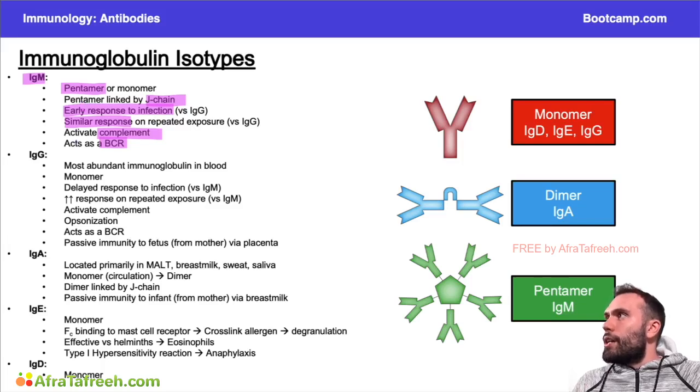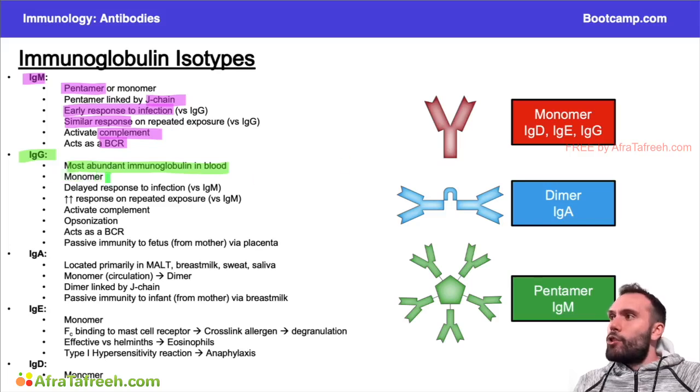Let's transition over to IgG now. IgG is the most abundant immunoglobulin in the blood, that's particularly high yield. Also remember, this is now a monomer. So we're talking about monomeric structure generally versus the pentameric structure typically of IgM.